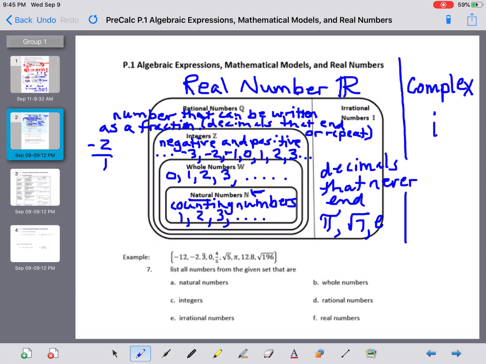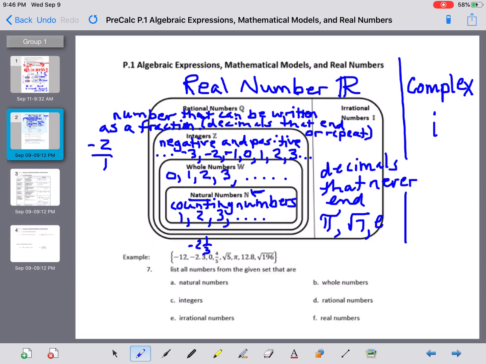Negative 12, negative value, no decimal, looks good. Negative 2.3 with the bar above it. That means it's repeating. That means there's a pattern to it. So even though it's not in fraction form, we could turn that into a fraction form. Some of you might know that 0.3 repeating is the same as 1/3. So technically this is negative 2 1/3, also known as negative 7/3. So definitely we can write that as a fraction.